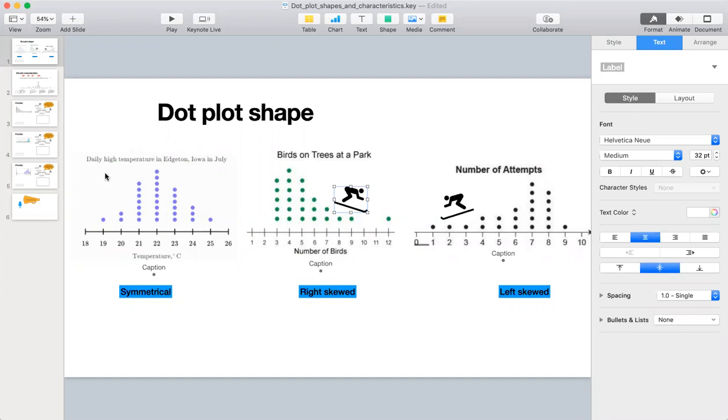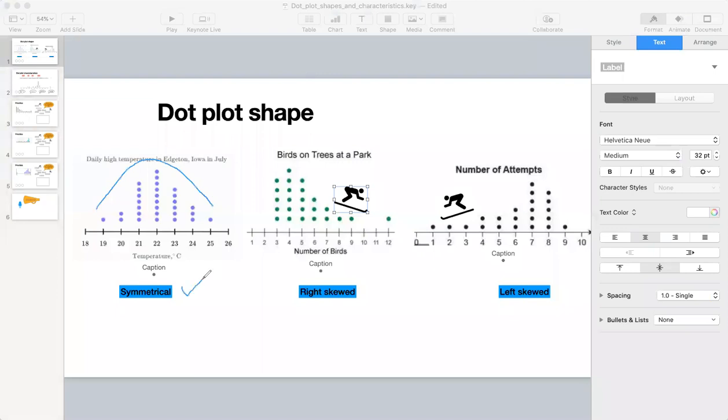The first one is symmetrical, for daily high temperature in Ashton, Iowa in July. As you can see, it is even on this side and also even on this side. The mode is 22, as you can see. And it looks like a bell curve. So I call it symmetrical.